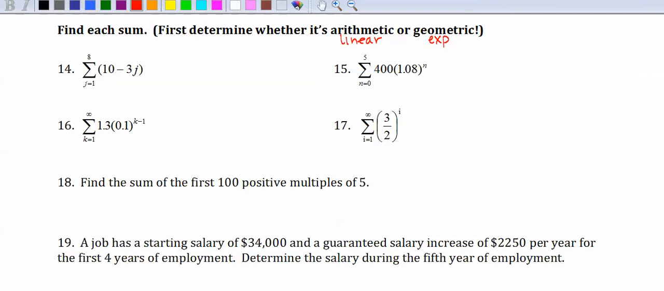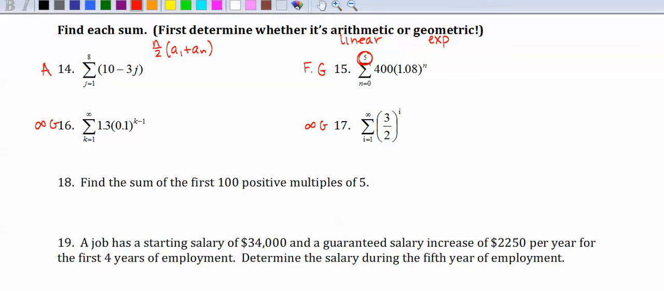So 14, it's not in order, but hopefully you can recognize this is an arithmetic sequence, right? It's linear. You've got a slope right here of -3. 15, you've got an exponent and it's a variable, so that is geometric. And because we have an ending value on top of the sigma, it's a finite geometric. 16, geometric, it looks exponential, and you've got an infinity up top, so infinite geometric. Same thing with 17, you've got something to a power that's a variable, and there's an infinity, so that would be our infinite geometric.